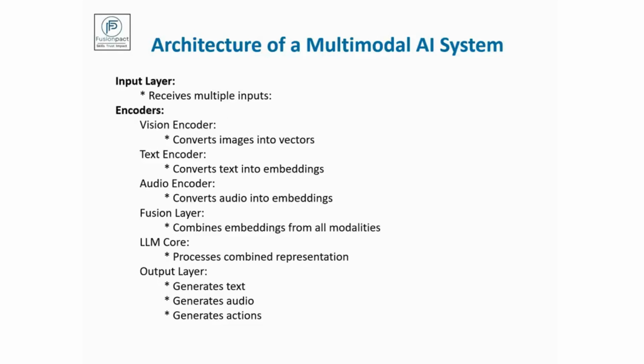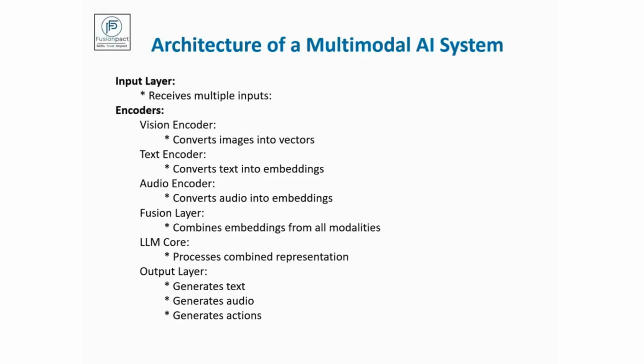So, the architecture of multimodal AI systems. The architecture of a multimodal AI system consists of several components. First, the input layer that receives the type of data such as image, text, or audio. Then separate encoders process each data type and convert it into embeddings. These embeddings are combined in a fusion layer to create a unified representation. Finally, the language model processes the representation and generates intelligent outputs. This architecture enables cross-modal reasoning.